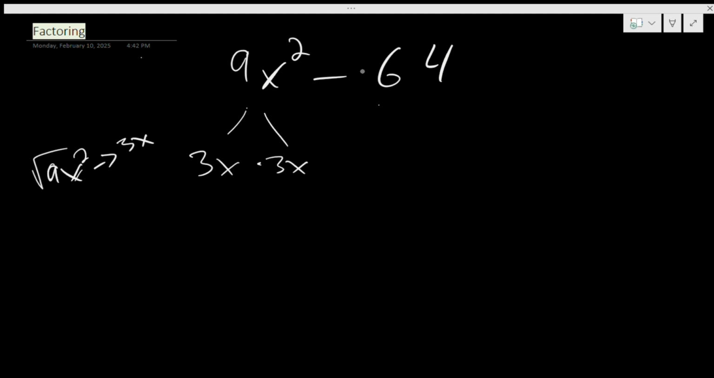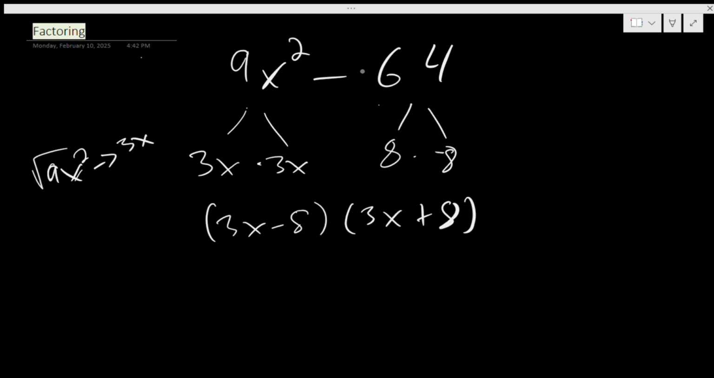And then of course we have the subtraction sign. We have 64. What's the square root of 64? It's 8. So 8 times negative 8 is negative 64, right? So it's simple. We just do 3x minus 8, and then we have 3x plus 8, right?